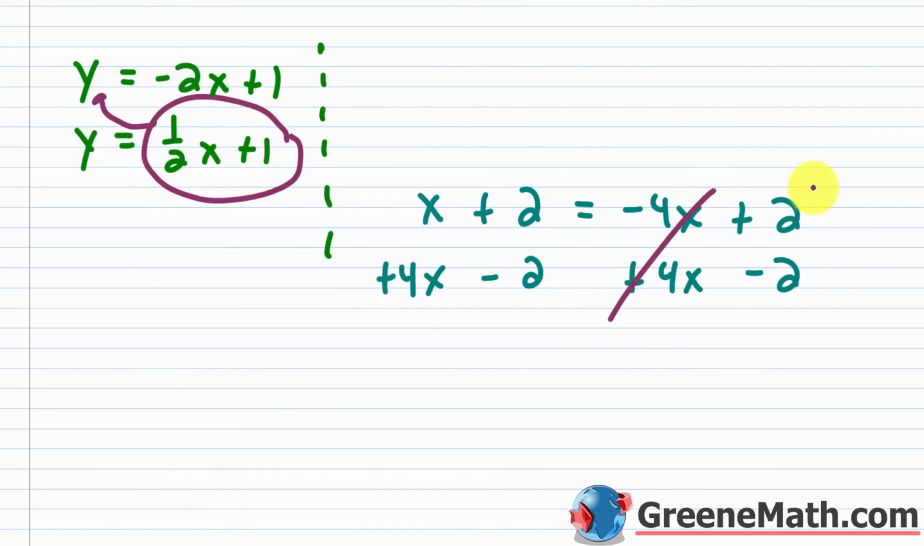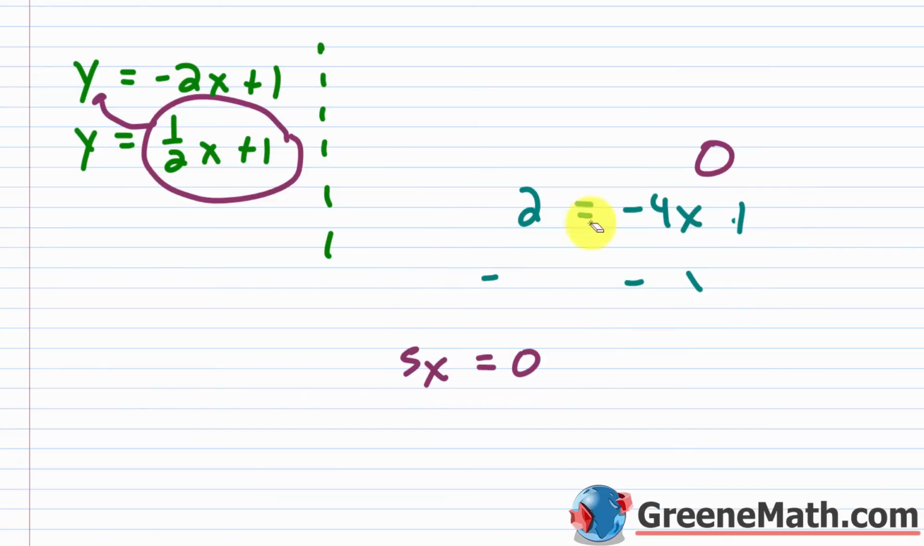So this is going to cancel and this is going to cancel. Now, because this side is completely canceled, I'm going to put a 0. Okay, negative 4x plus 4x is 0. 2 minus 2 is 0. So put a 0 there. And then over here, x plus 4x is going to be 5x, and this cancels. 2 minus 2 is 0. So 5x is equal to 0.